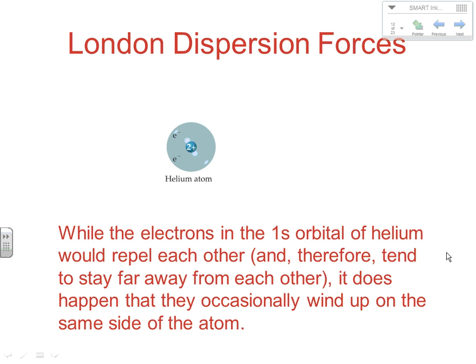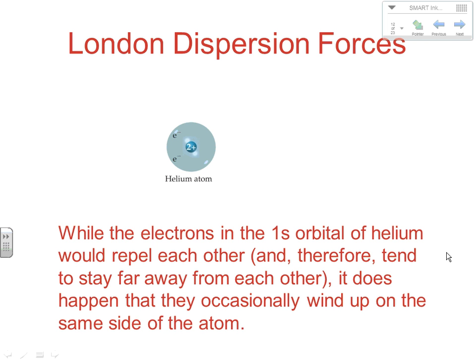Now, London dispersion forces. This is something that you looked at last year, but I want you to have a much deeper understanding of what's happening here. It's not complex, but you really have to understand the general situation. So let's look at a typical helium atom, because the helium atom has 2 protons and 2 electrons. So it's a relatively simple atom. Now, the electrons are in the 1s orbital of the helium. And remember, electrons, as like charge objects, are going to tend to repel each other. And therefore, they tend to stay far apart, which means they tend to stay evenly distributed around the atom.